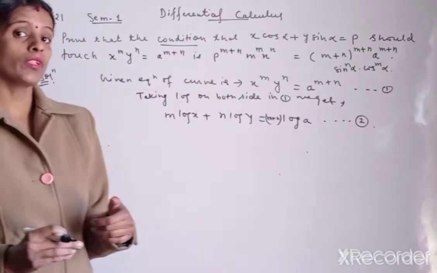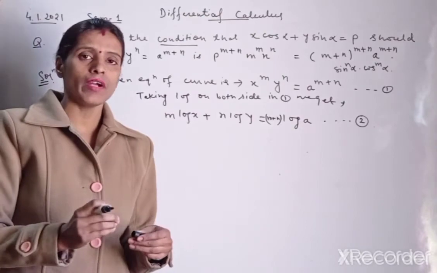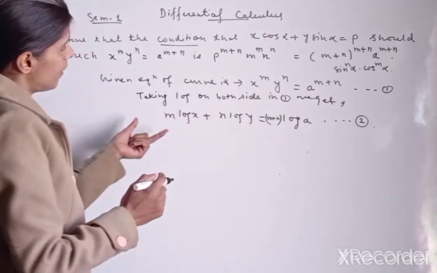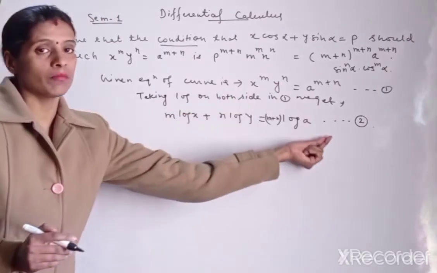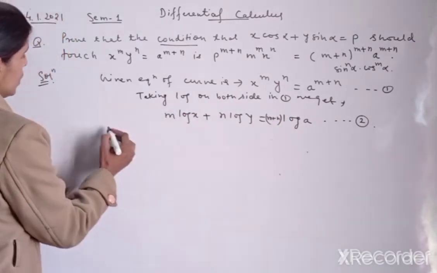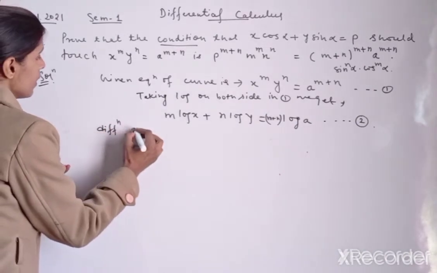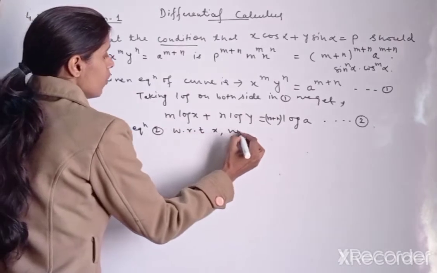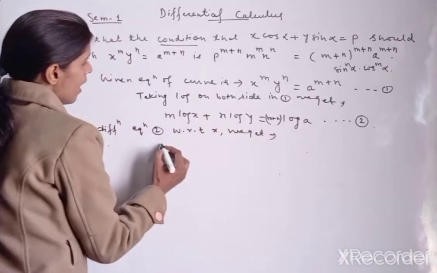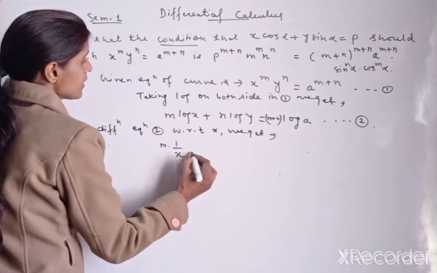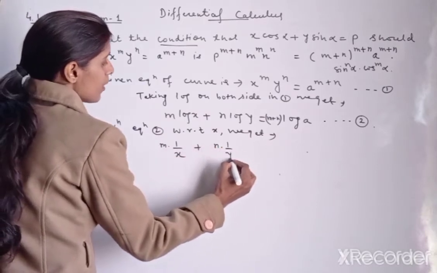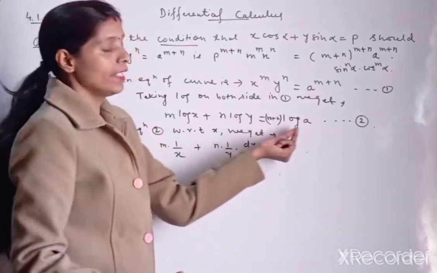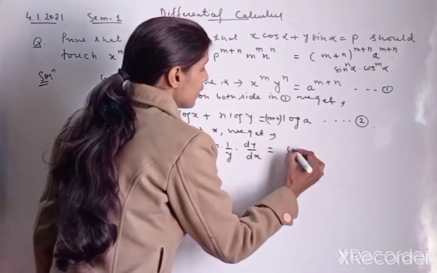Since we are looking for the equation of tangent, first we have to find dy by dx. So for finding dy by dx, we differentiate equation number 2 with respect to x. Now differentiating equation 2 with respect to x, what we get here is m into 1 by x plus n into 1 by y into dy by dx equal to, here it is a constant value, so this will become 0.